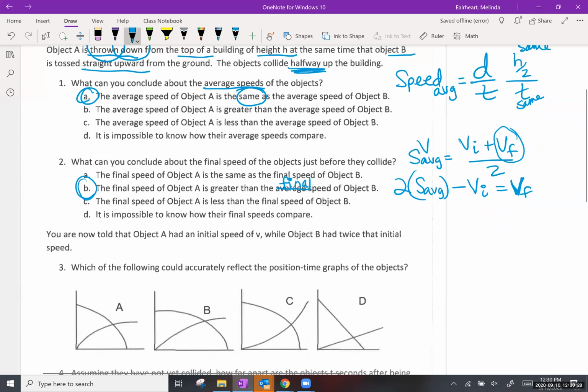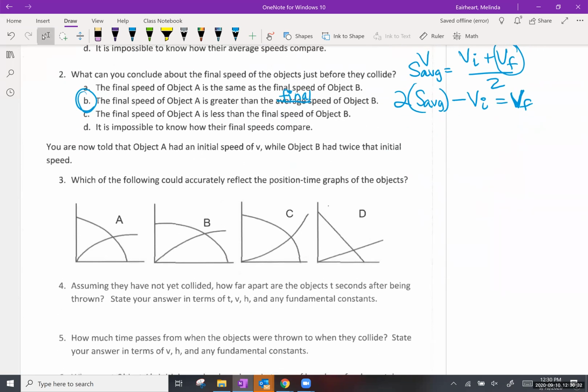Now we're given a little more guidance on number 3. It says you're now told that the initial speed of A is V, and object B has twice that, so 2V. Which graph is going to accurately reflect the position-time graphs? So when I first look at these 4 graphs, they all kind of feel the same, but to me, D stands out. D has a diagonal. Now that doesn't mean, oh, it's different, so it's wrong. But should these objects in free fall have diagonals? No. A diagonal would mean constant velocity, which is wrong. Free fall is constant acceleration. So D is wrong.